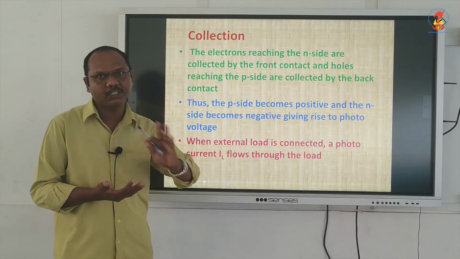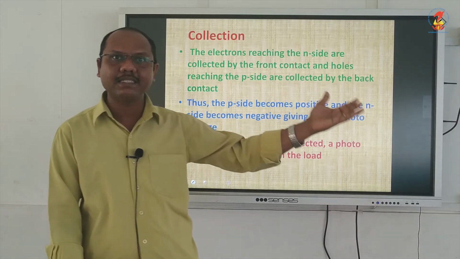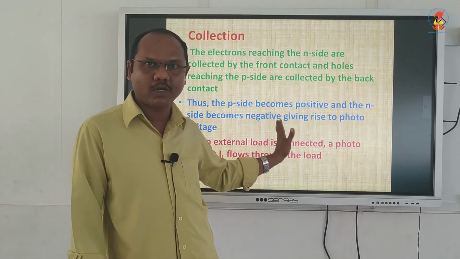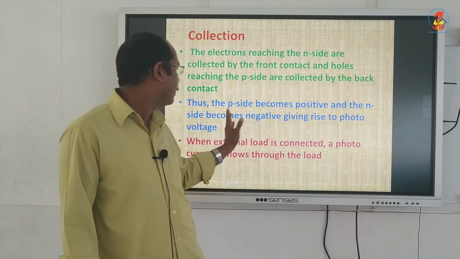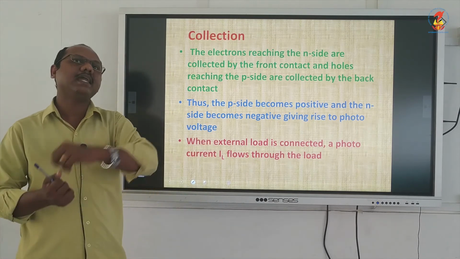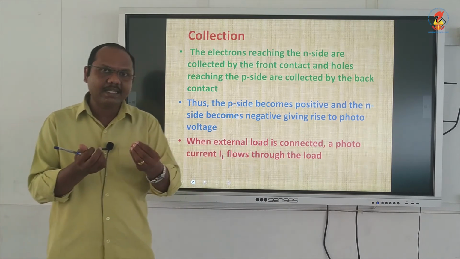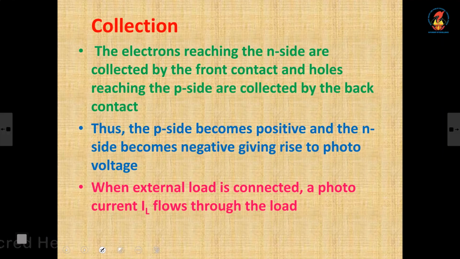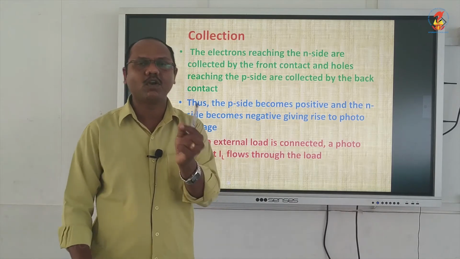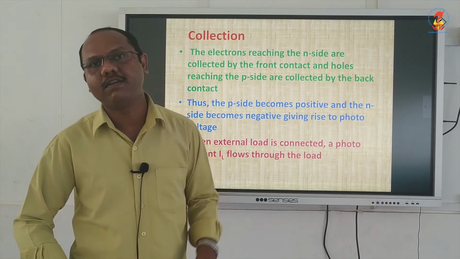So this much is understood. Electrons are collected over the N side, holes are collected over the P side, thereby creating a potential difference. So it will give rise to a photovoltage. Now if I connect an external load, or an external resistor, then what will happen? When an external load is connected, a photo current will flow through the load. That means if I connect any small external resistor, the current will flow through that.